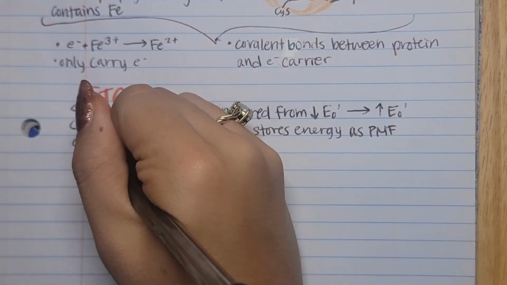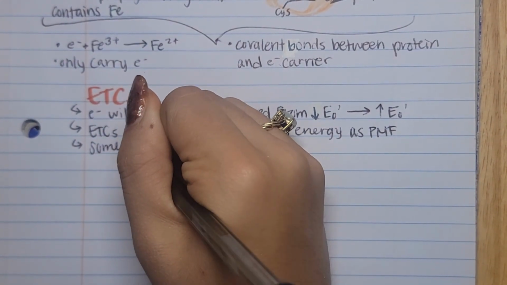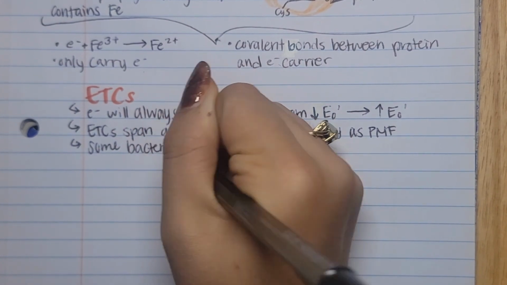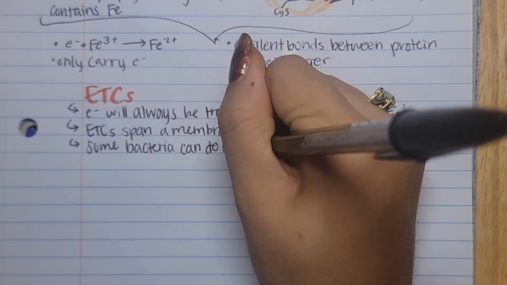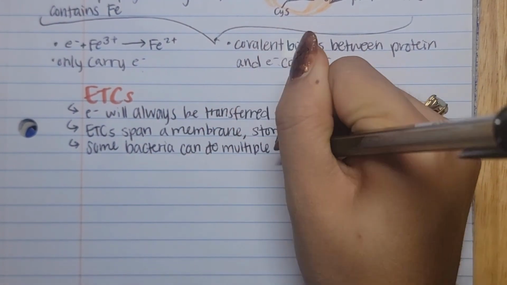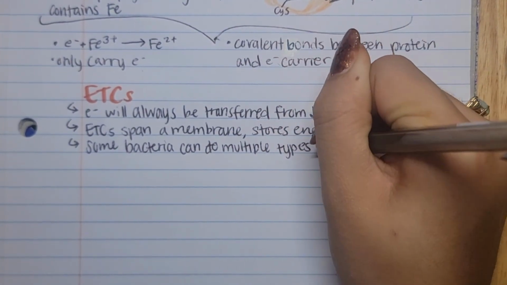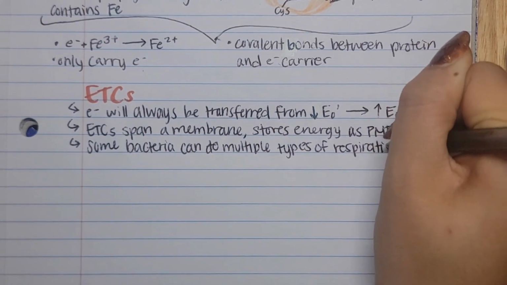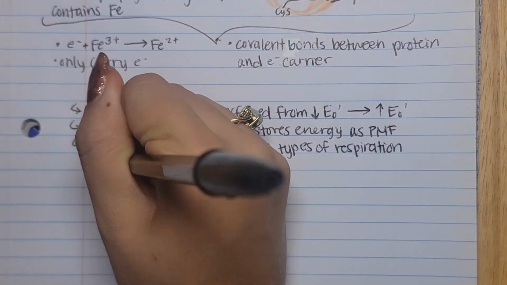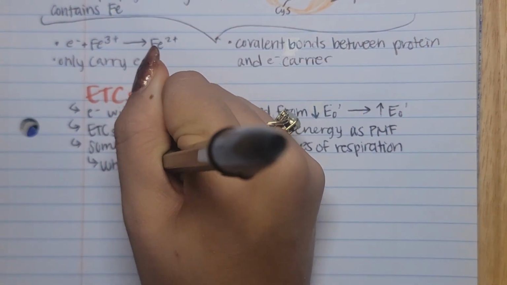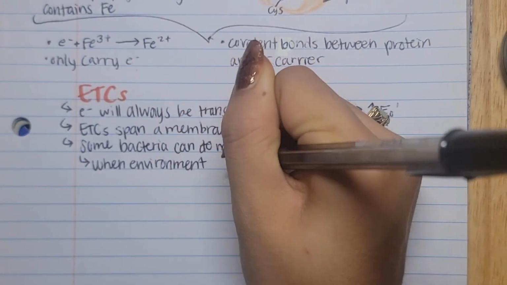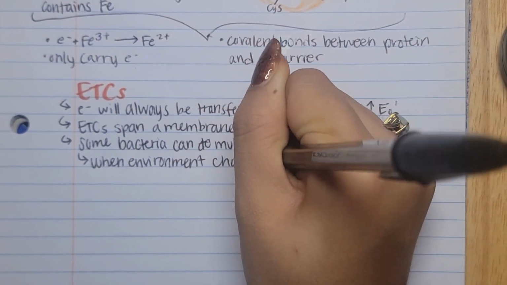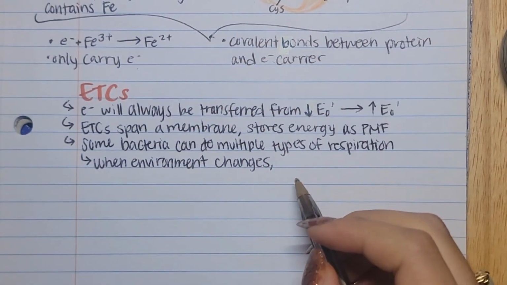Another cool thing is that some bacteria can do multiple types of respiration. And we'll learn about this when we learn about anaerobic respiration. But anaerobic is generally less efficient than aerobic respiration. So bacteria that can do both will want to be able to shift back and forth when the environment changes. So in the presence of oxygen, you're doing aerobic respiration, and without it, you can do anaerobic respiration.